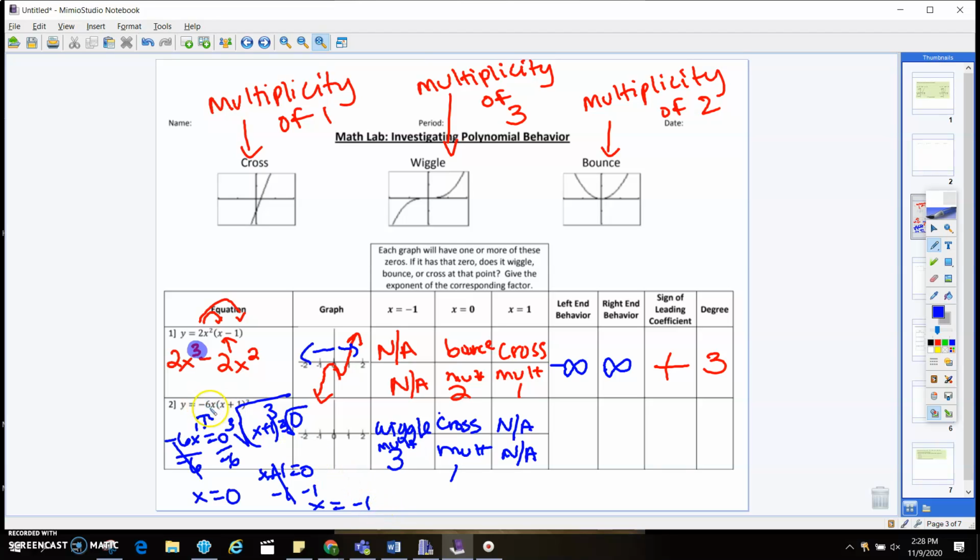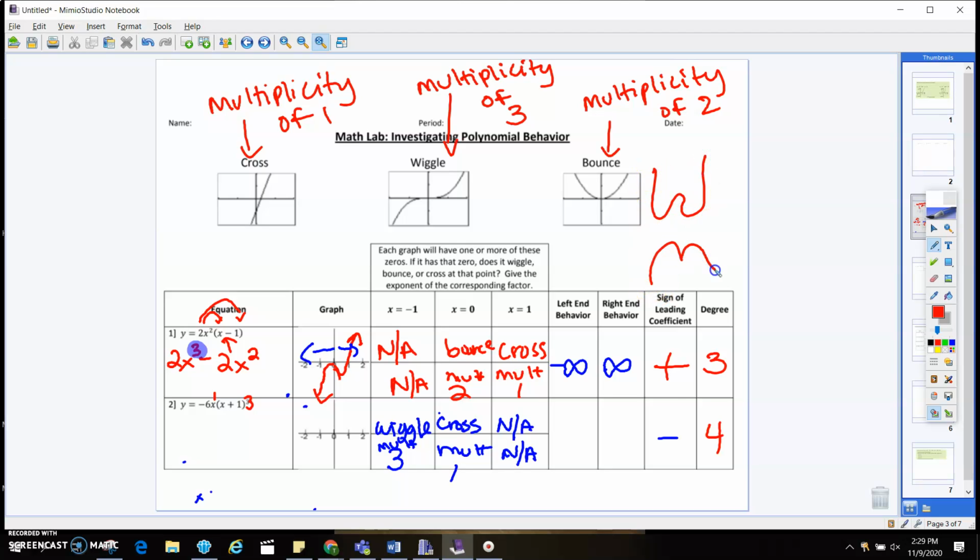Okay? Now, what is the sign of our leading coefficient? It's negative. Okay? So we got a negative leading coefficient. And what is our degree? Remember, in order to find our degree, what we're going to do is we're going to take our exponents and we're going to add them together. So we're going to take this guy and this guy and we're going to add them together, which is going to give us 4. All right. So we should have something with a 4th degree polynomial. We're going to have something that looks like a W or an upside down W.